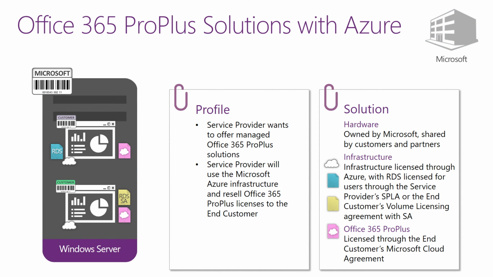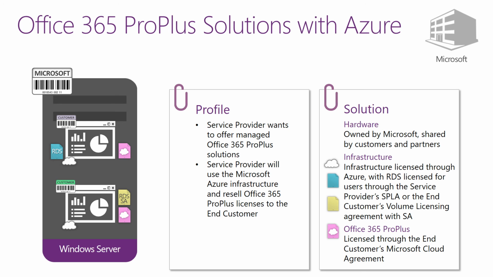And the final example is another option for a service provider to manage an Office 365 ProPlus solution, this time through Azure. You can see here that this service provider has two end customers, a grey one and a green one, and he's using Azure as the infrastructure for his Office 365 ProPlus solution. You can see the little clouds indicating that the infrastructure is provided through Azure, and as we said, the service provider is likely to license that through the server and cloud enrolment.